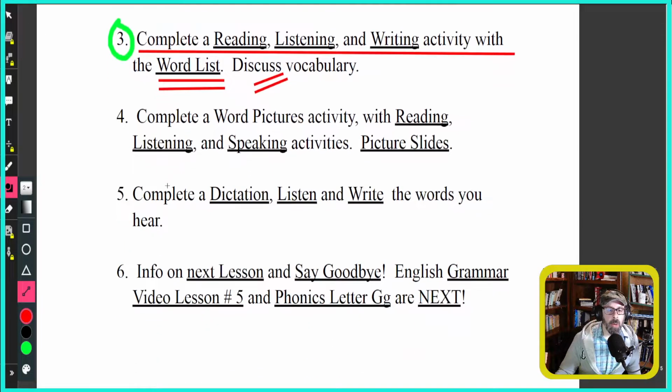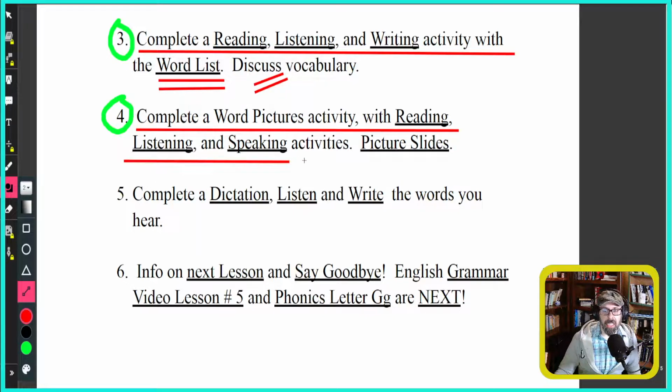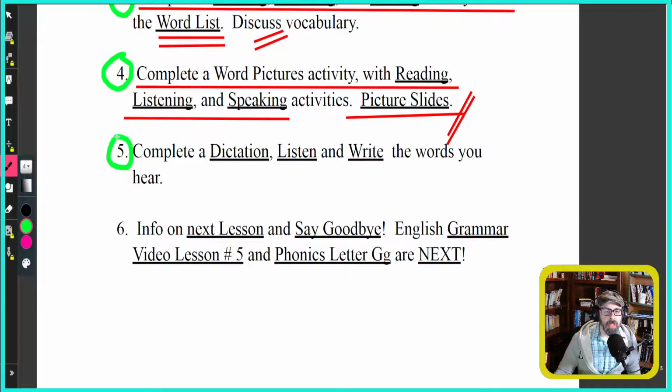Working on number 4, the next activity is a word pictures activity, doing reading in English, listening in English, speaking in English, and using the picture slides in order to practice speaking and practice pronunciation. The last activity, the third activity, will be under number 5 for tonight.